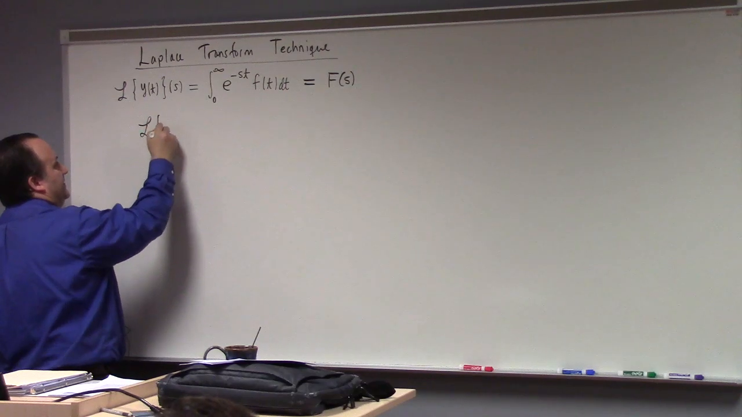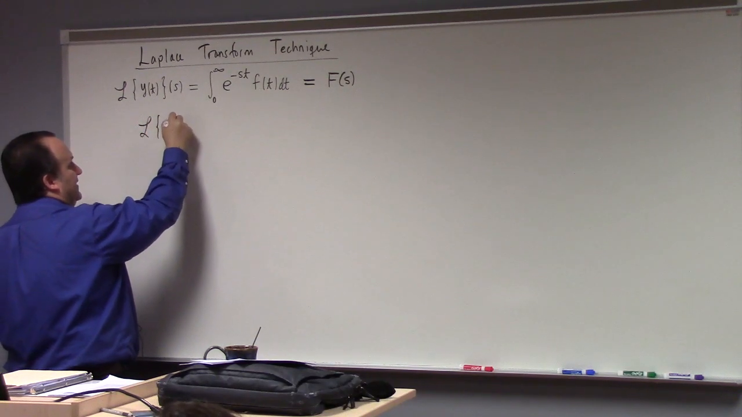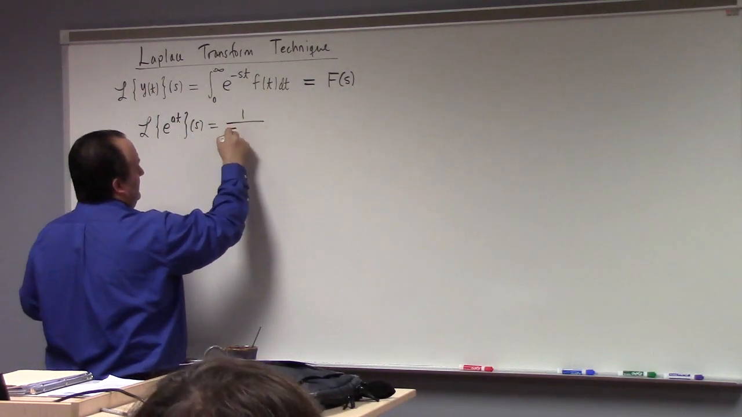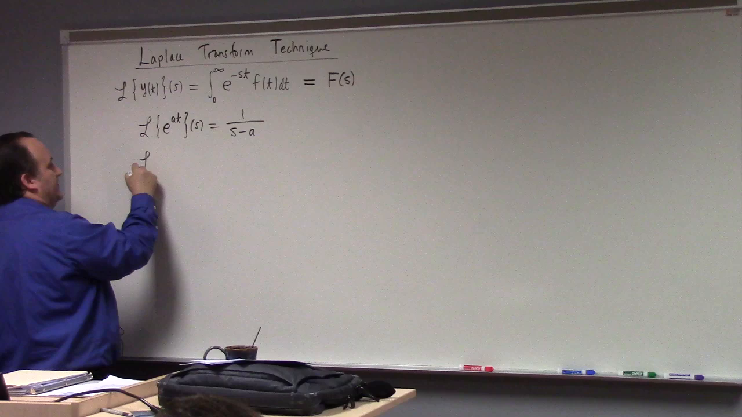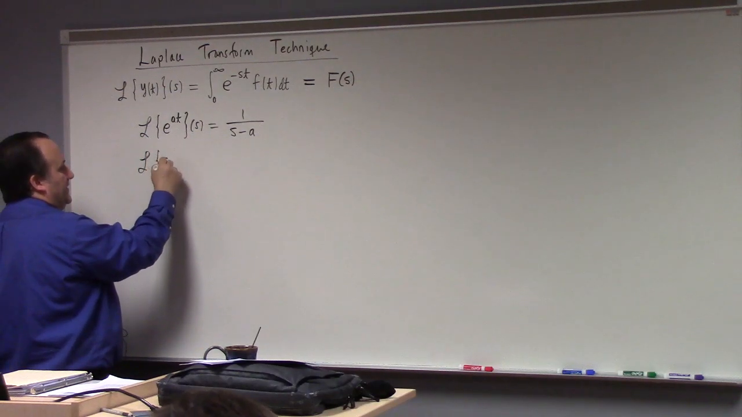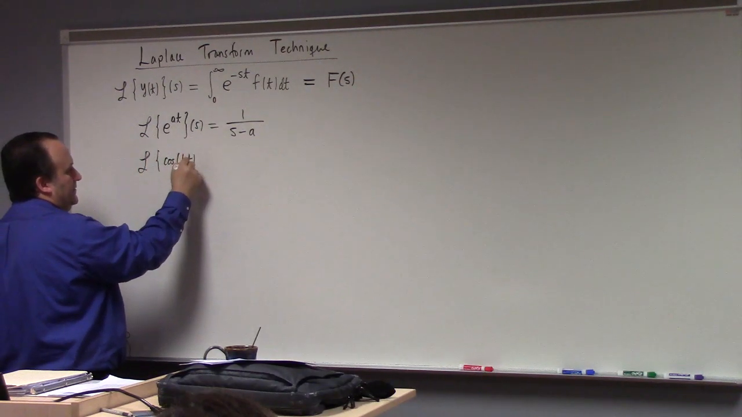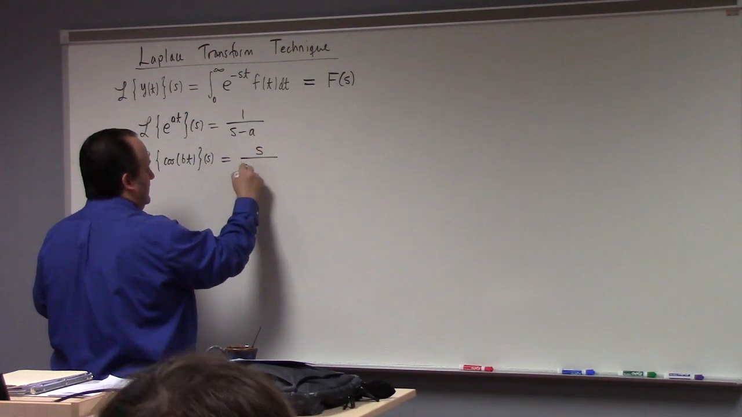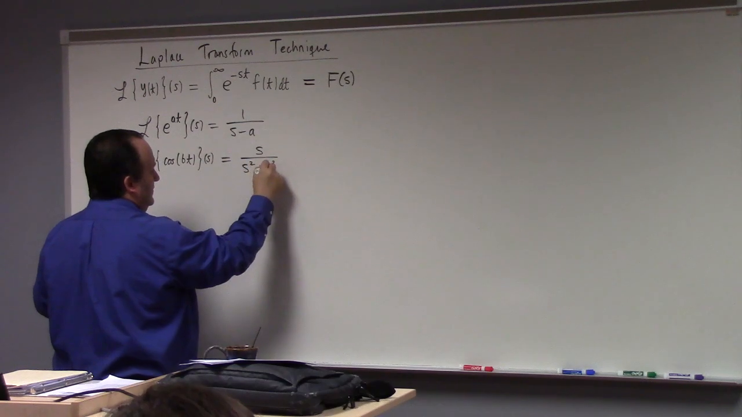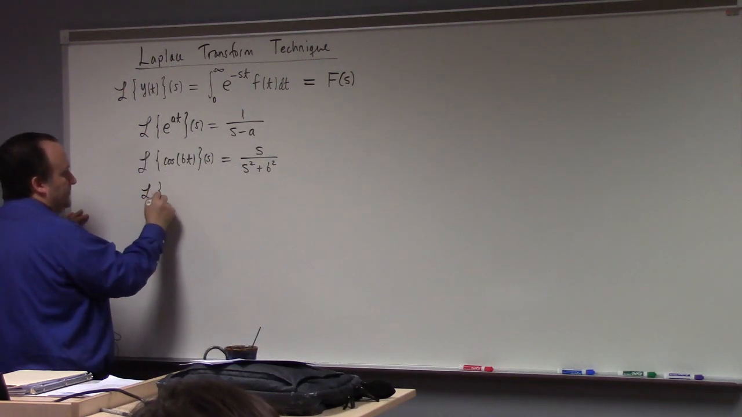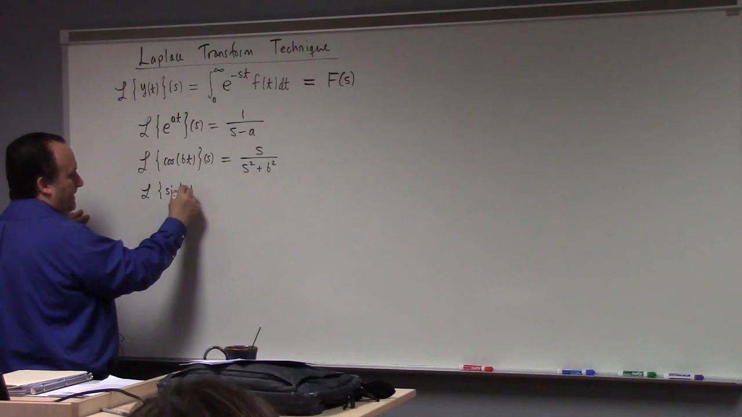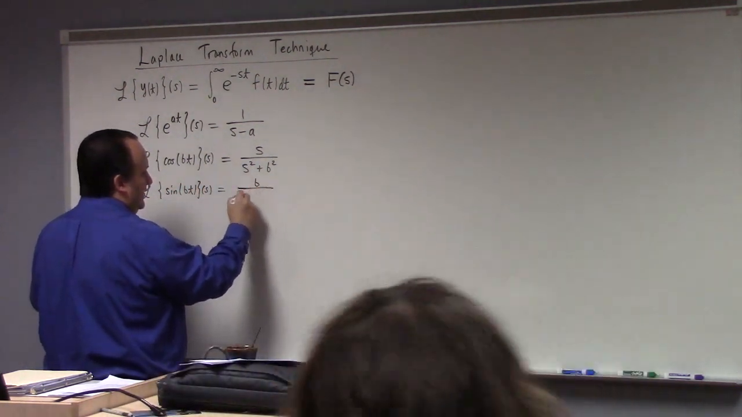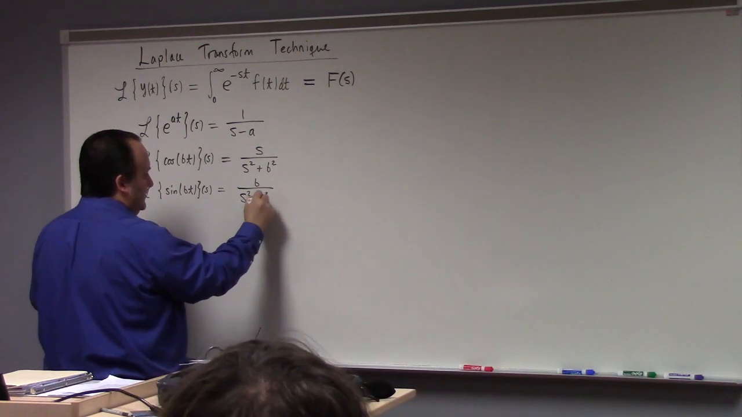So for instance, we calculated the Laplace transform of e to the at, and we found that that was 1 over s minus a. We found that the Laplace transform of cosine of bt was equal to s over s squared plus b squared. We found that the Laplace transform of sine of bt was b over s squared plus b squared.